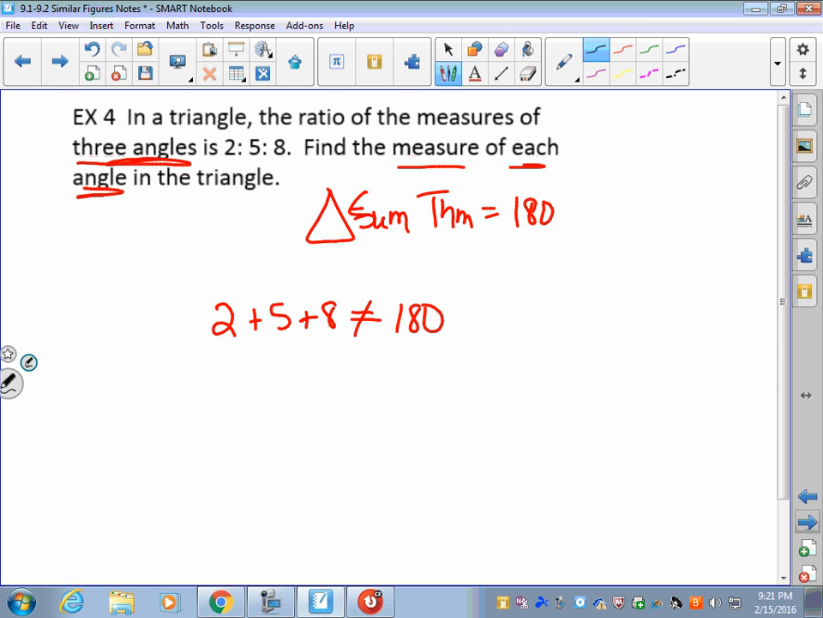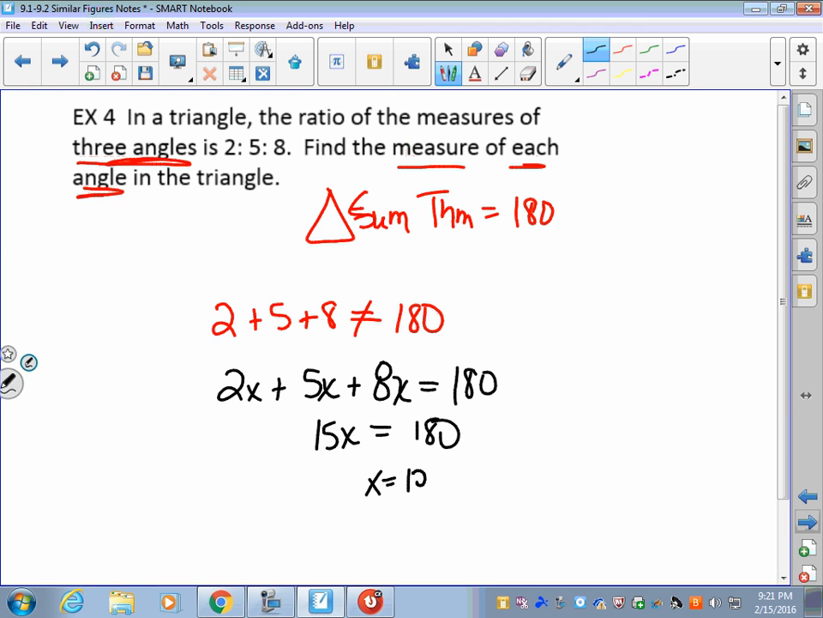So it's 2x plus 5x plus 8x, because there's some type of scale factor that's happening to each of the angles. Remember, our scale factor is the same multiple for all the ratios, and for it to exist, it doesn't affect the ratio. So we have to make sure we have that scale factor. We can find that by taking 2 times a number. So we're just going to combine like terms here. We get 15x equals 180, and then solve for x. x equals 12. They want us to find the measure of each angle.